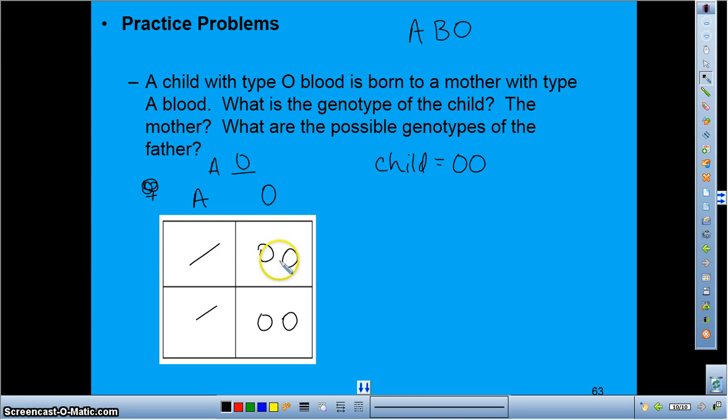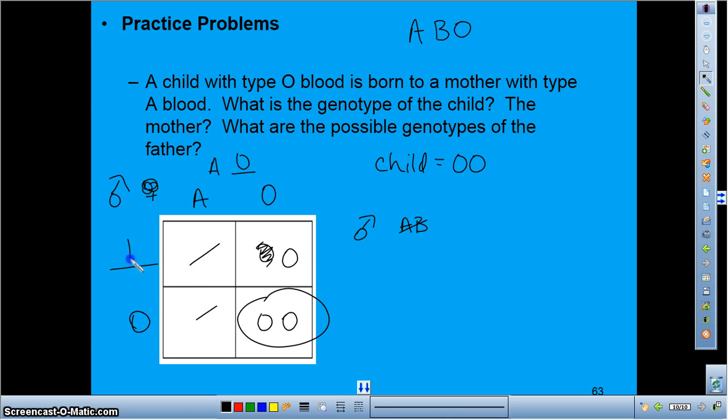So in order for this to be a possibility, for the child to be type O, we know that the dad has to have at least one copy of the O gene. So what could this other one be up here? We don't know that this is O, but what could the father be? Could the father be a type AB? Well, obviously not, because they have to at least give one O for the child to be OO. So he couldn't be that.